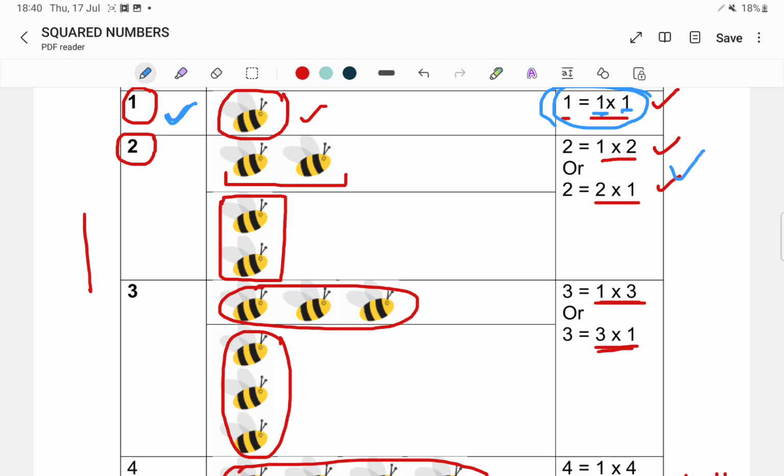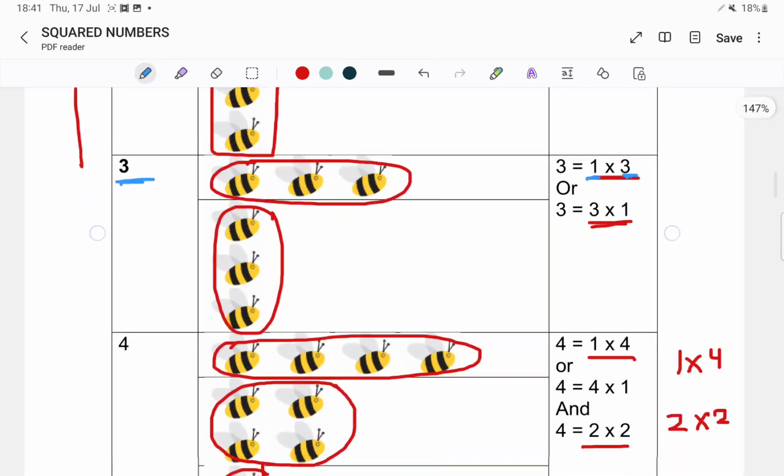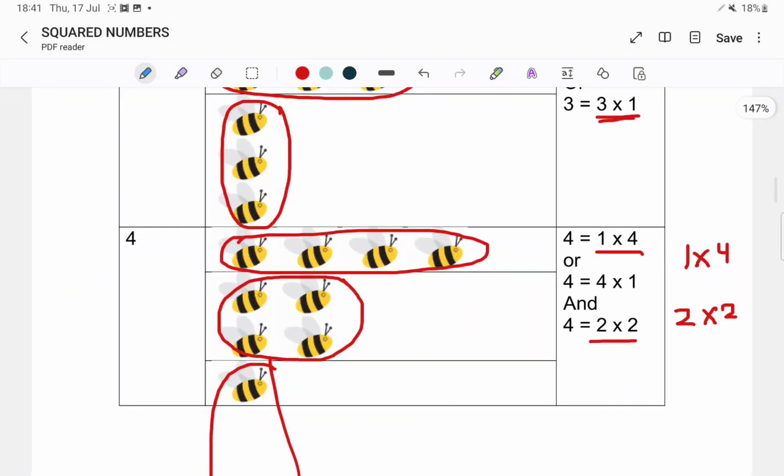When I am representing 2, the numbers in the factor pair representation are distinct, they are different. It's 1 and 2. In the factor pair representation of 3, the numbers are again distinct, 1 and 3. And when I am representing this number 4, I can represent it as 1 by 4, distinct numbers, or another factor pair where the two numbers are the same, 2 by 2.